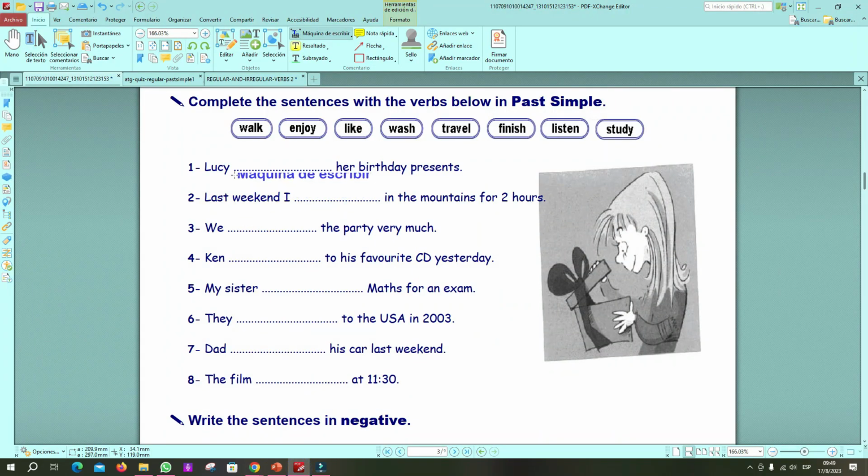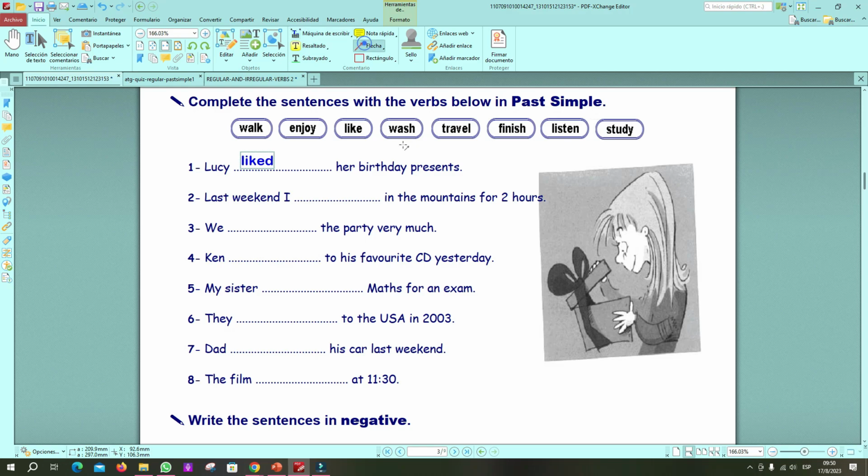Let's check the answers. Number 1. Lucy, her birthday present. Which one? Yes, tell me. Teacher, I think in that case we can use liked. Lucy liked her birthday present. Perfect. Excellent, Mr. Ruben. That's great.